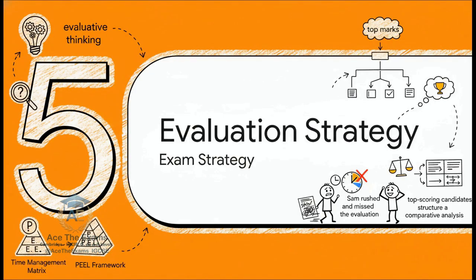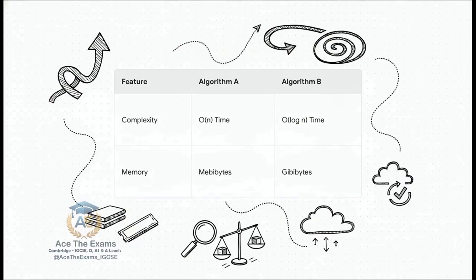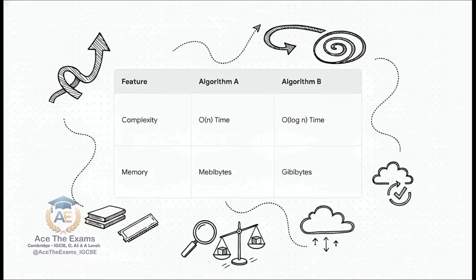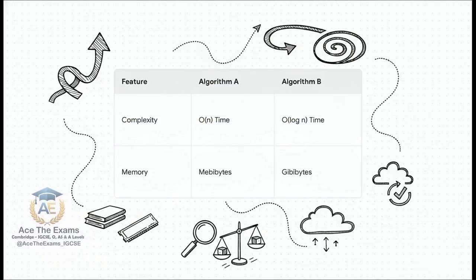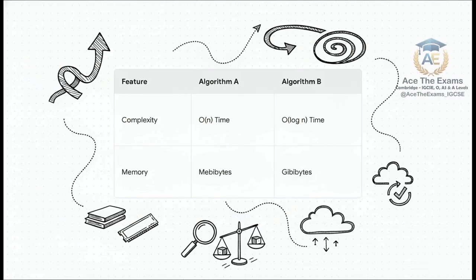Section 5. The evaluation strategy. When you are asked to evaluate algorithm quality, you are not just describing what the code does, you are comparing it. Comparative analysis requires you to identify similarities and differences. You've got to use comparative connectives in your writing. For example, you should write something like, whereas algorithm A requires O(n) time complexity, algorithm B is far more efficient at O(log n).